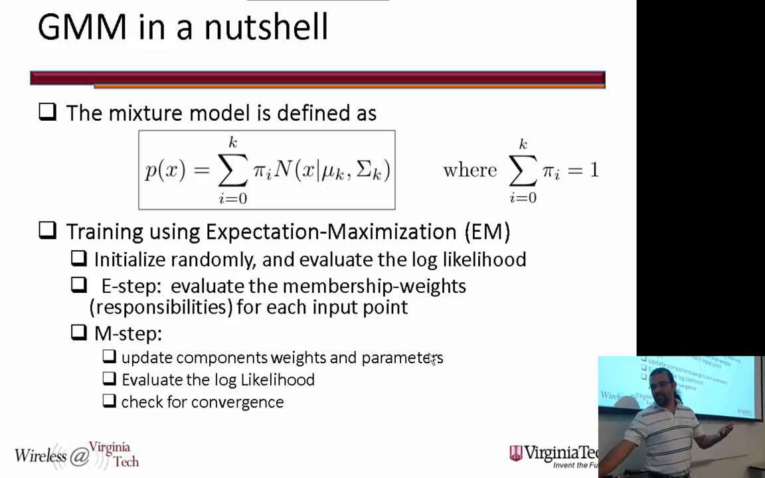The algorithm is well known as the expectation maximization algorithm. You have an initialization step, and then you iterate by evaluating the membership weights, which are also called the responsibility, for each data point, training as a batch, not as a sequence. Then you do the maximization step by updating the components, evaluate the likelihood, and check for the convergence condition that you have in the algorithm.